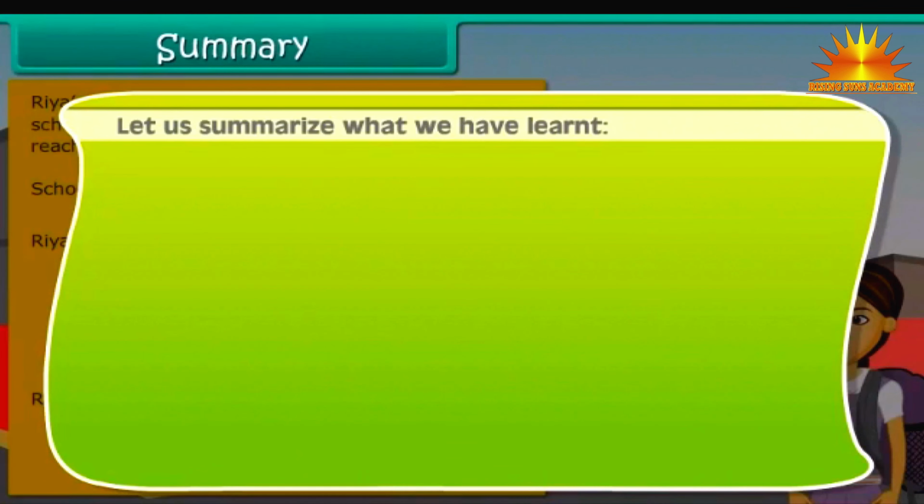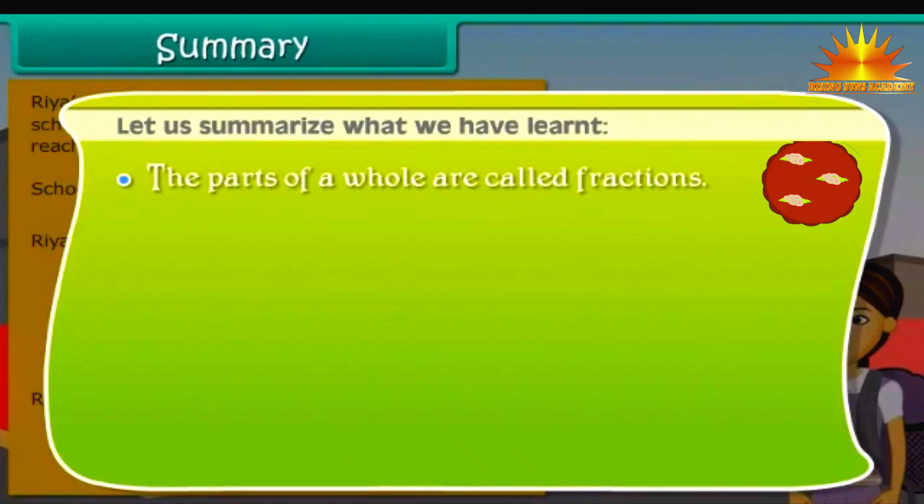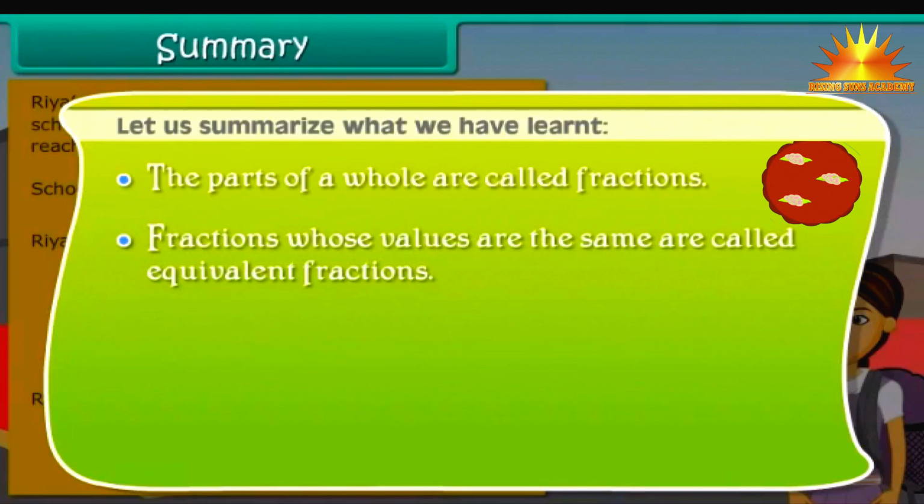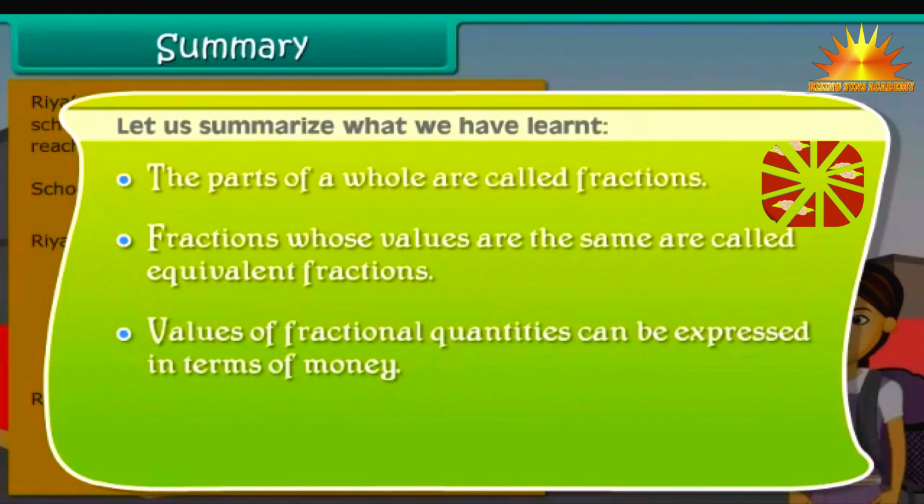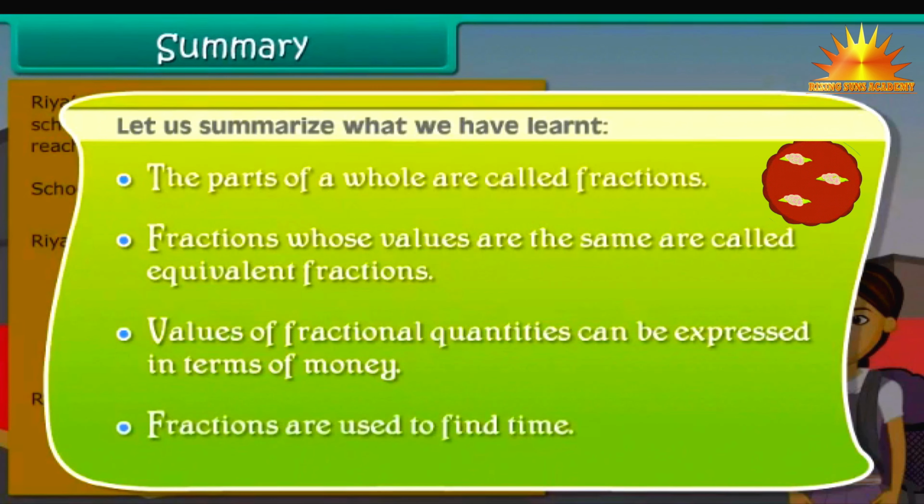Let us summarize what we have learned. The parts of a whole are called fractions. Fractions whose values are the same are called equivalent fractions. Values of fractional quantities can be expressed in terms of money. Fractions are used to find time.